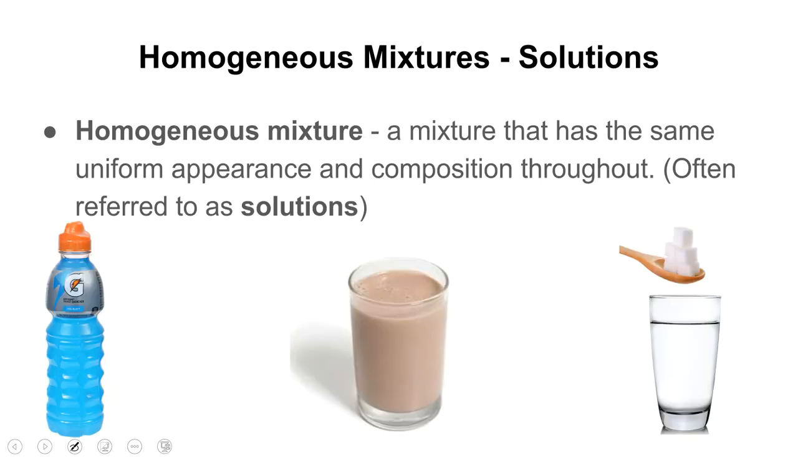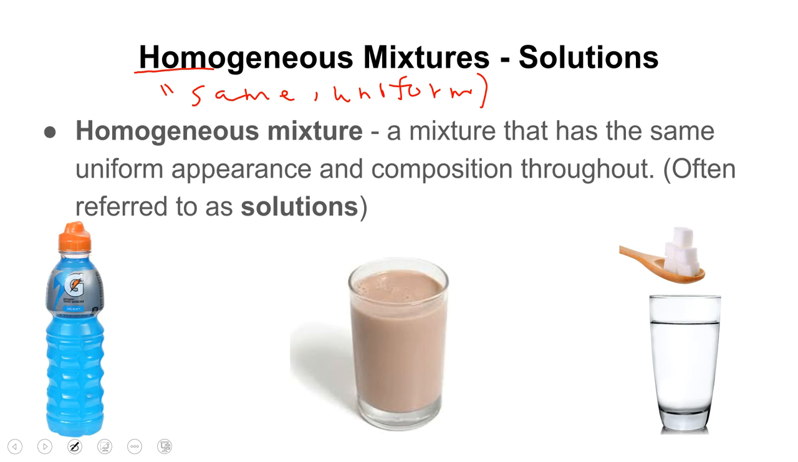So with mixtures, there's two types. We have homogeneous mixtures, also known as solutions. Homogeneous mixtures, if you look at the prefix here, homo, we think of the words same, or maybe uniform. So homogeneous mixtures are mixtures in which when you look at the contents, you can't tell the difference, or it looks uniform.